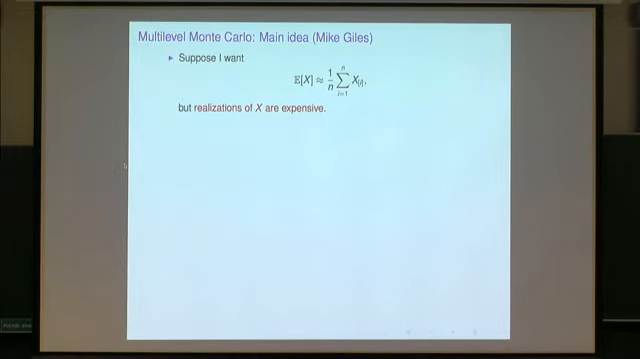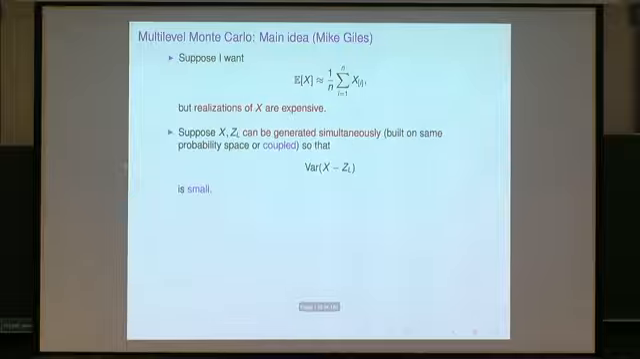So here's my take. Again, I'm not going to go into all the details. I'm sure Mike will do that on Friday. But here's the high-level idea. Let's suppose I want to estimate this random variable X, but let's also suppose realizations of X are expensive, or just more expensive than I'd like them to be. What can you do? Well, you can use a control variate.